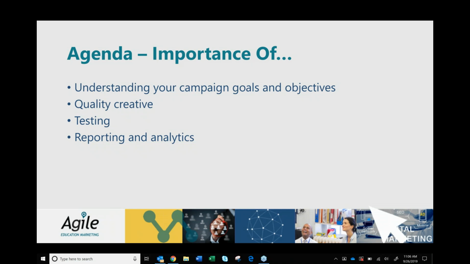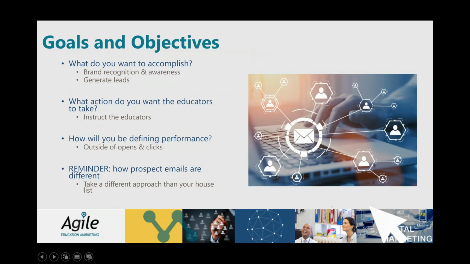Okay, so let's get started. The first part of engaging educators through email is understanding your campaign goals and objectives. Typically, the first question that I ask a client is, what do you want to accomplish? And this seems to be the hardest question to ask the client. The main answer that I get is, I don't know, I just want it to work. Yes, that makes sense, I get it.